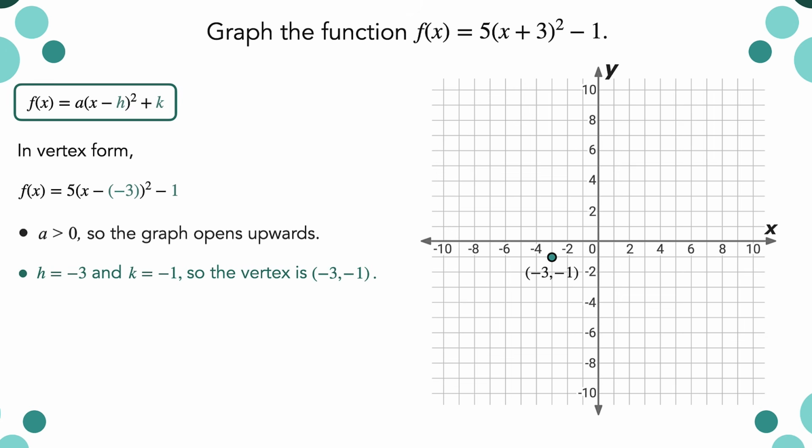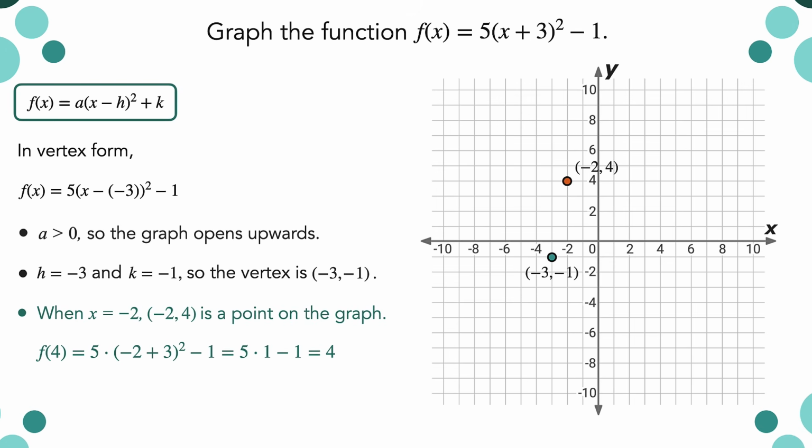Now we need an additional point on our parabola. Let's plug in x equals negative 2. That will make the number we're squaring small, so it will fit on our graph. When x equals negative 2, then f of x equals 5 multiplied by (negative 2 plus 3) squared minus 1, which works out to 4. (Negative 2, 4) is on our graph. The symmetric point on our parabola is (negative 4, 4). Now we can plot. Here is the graph of f of x.